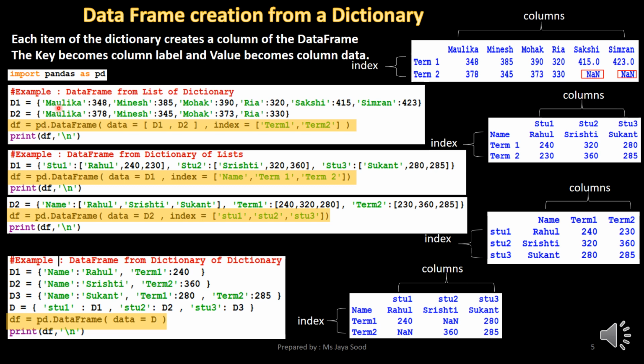In example 1, we are creating a data frame from a list of dictionaries. D1 is a dictionary with names and marks as the key value pairs. D2 is another dictionary with names and marks as the key value pairs. df is a data frame object which is created by invoking the constructor and passing a list of dictionaries D1 and D2 as the data and a list of labels as the index.